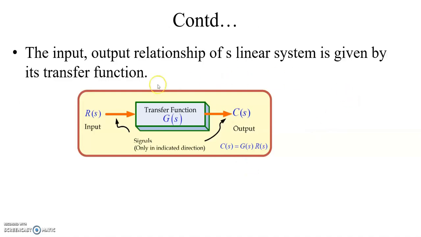Next, the input and output relationship of a linear system is given by its transfer function. So this is the transfer function of the block. C(s) is the output, R(s) is the input. So what is C(s)? It is the product of the input signal and the transfer function of that block, that is R(s) into G(s).